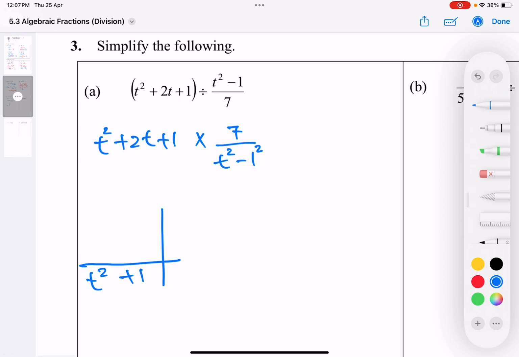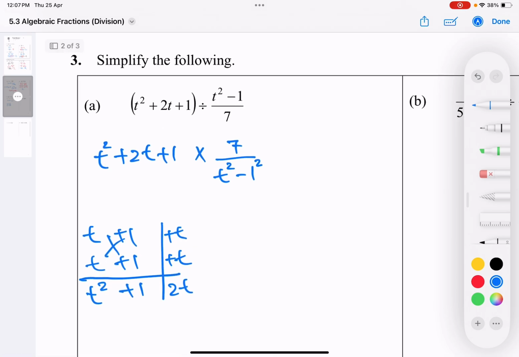T squared plus 1, 2t. T times t, 1 times 1. So you get t and t. So the only way is for both of them to be plus. So you know that this can be factorized to t plus 1, t plus 1, after you use your ladder method to help you to factorize. Is that alright? Then how about this one? How to factorize this thing at the bottom?